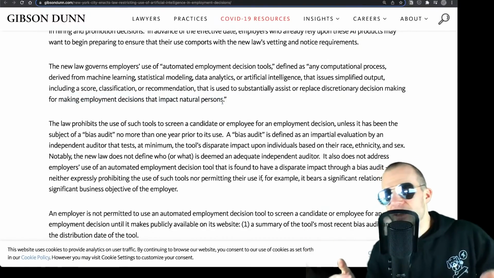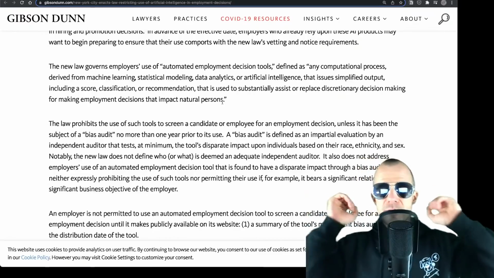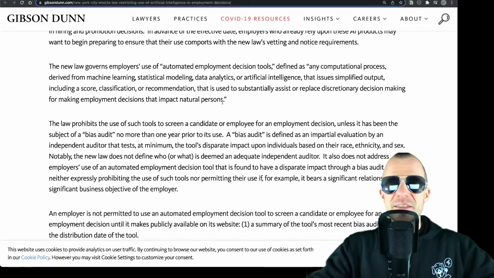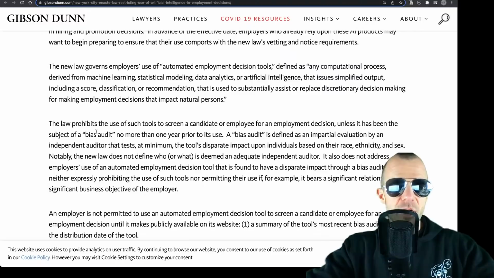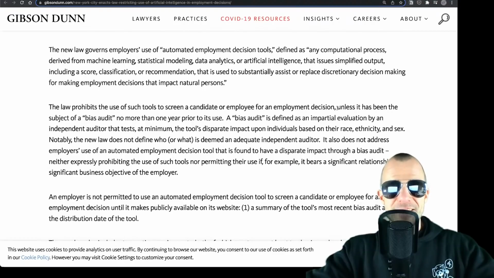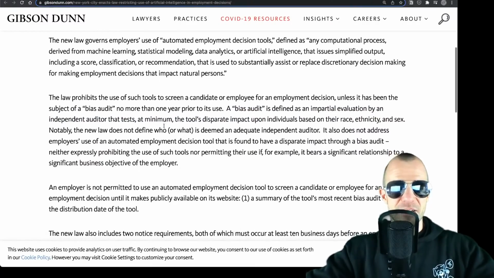That's a fancy way of saying if you have some system where you throw in a bunch of CVs and you get out a score of how good an employee will be, you cannot use these systems anymore. So the law prohibits the use of such tools to screen a candidate or employee for employment decisions unless it has been the subject of a bias audit. Okay, a bias audit is defined as an impartial evaluation by an independent auditor, yada, yada, yada.